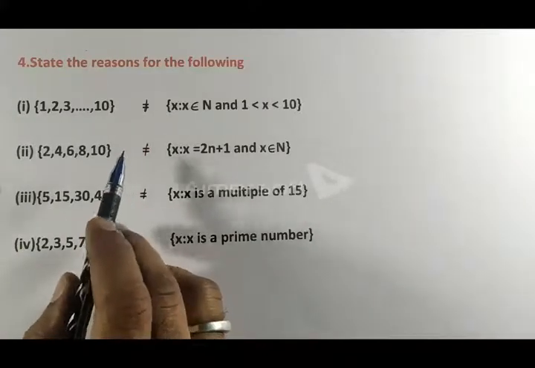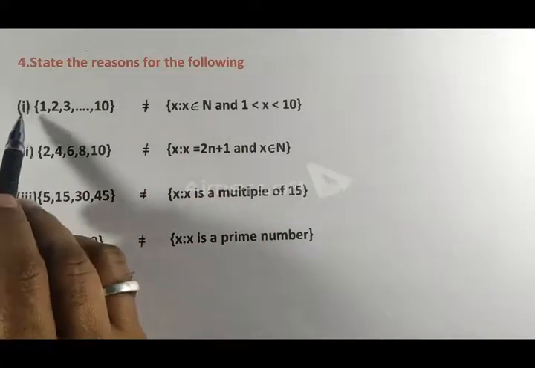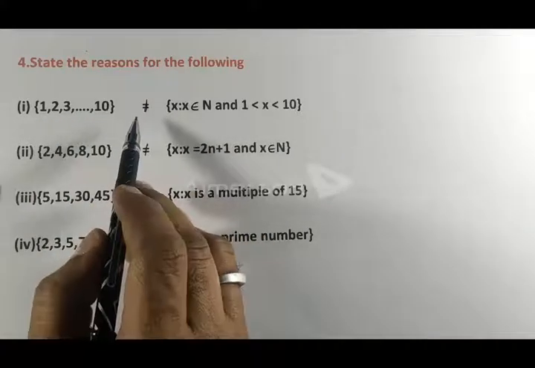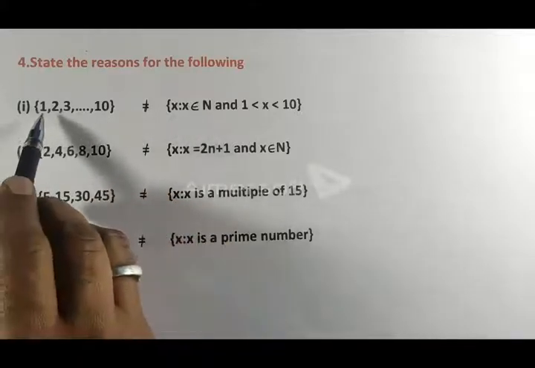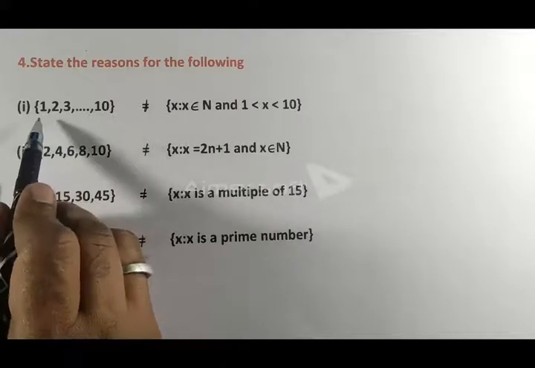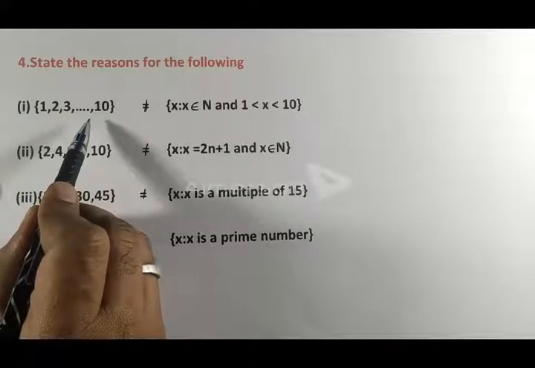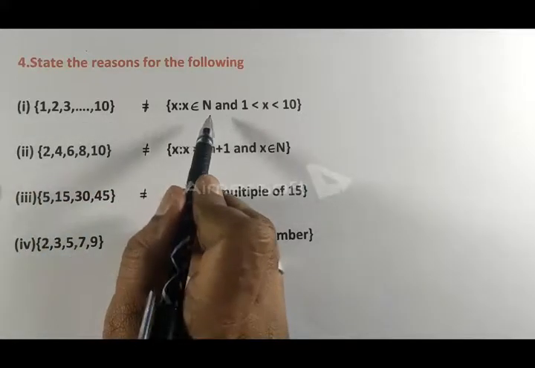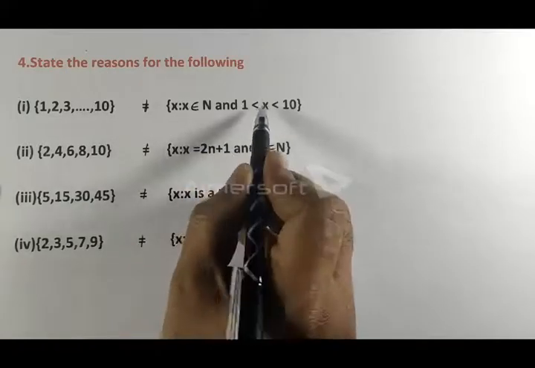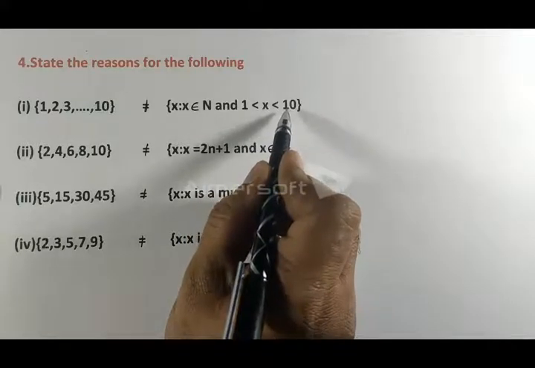Question number 4. State the reasons for the following. There are 4 bits, and in each bit we have 2 sets and the 2 sets are not equal. We have to give the reasons. Observe the first bit. The first set contains the elements up to 10: 1, 2, 3, 4, 5, 6, 7, 8, 9 and 10. And the second set is x such that x is greater than 1 and less than 10.